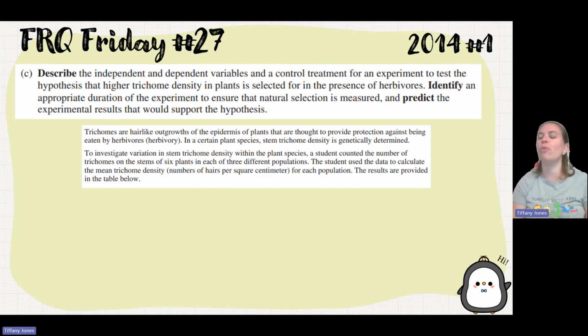Ooh, and I never mentioned the control. The control treatment would be if there's no herbivores. So if I'm testing to see if the presence of herbivores has an effect, then I want to see what happens with no herbivores. So I'll be able to compare them to see, does the herbivore actually have an effect? That's the whole point of a control, is to see if your independent variable actually has an effect.